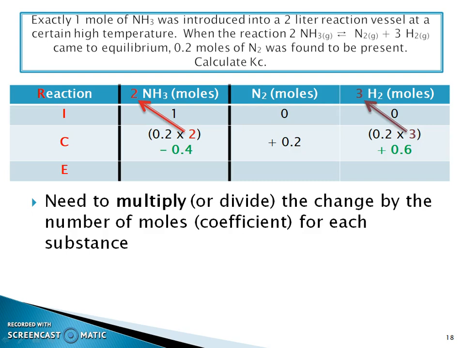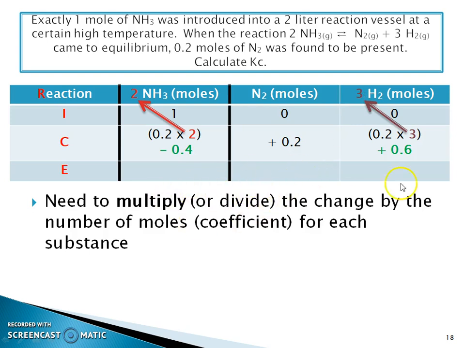So 0.2 times the 2 for the NH3 gives us a negative 0.4. Again, we're subtracting here because this is a reactant. The change in value has to decrease. Versus over here, we're adding our change because they're products, we're forming them, right? So we're adding them, but now we have to also remember to multiply by 3 because of our coefficient, okay?